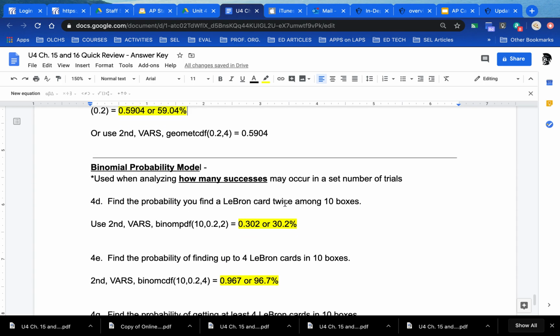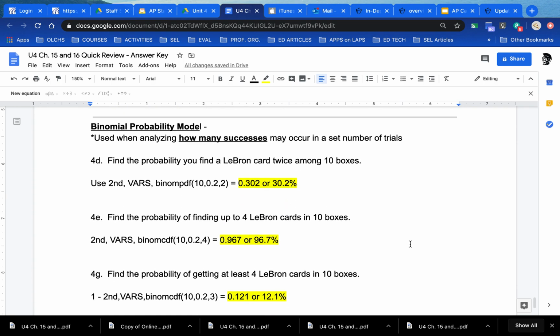Now, binomial, why this can be tricky, it's the same setup. It's a Bernoulli situation, but instead of asking how long until I got my first success, it's saying how many successes could occur in a set number of trials. So let's say you are guaranteed to open 10 boxes. What's the probability you find a LeBron card twice among those 10 boxes?